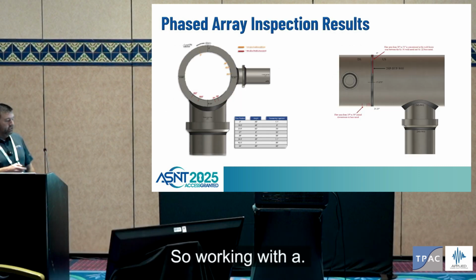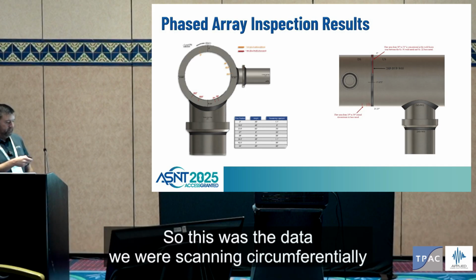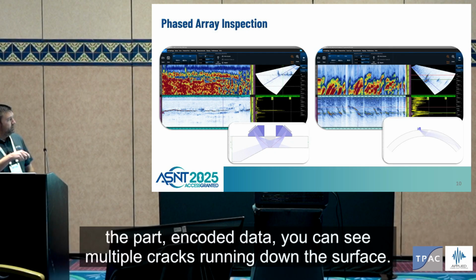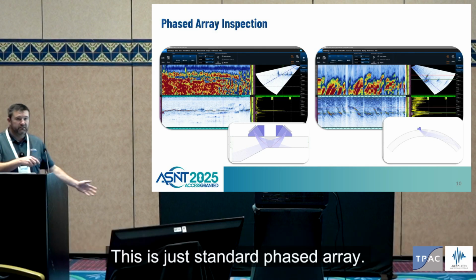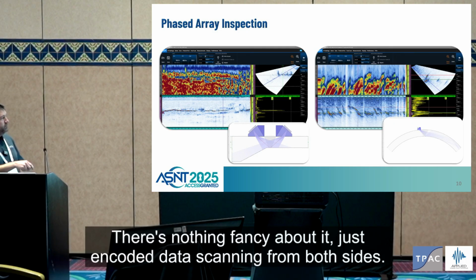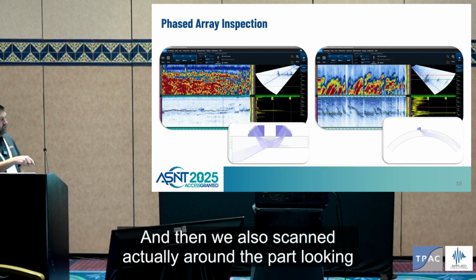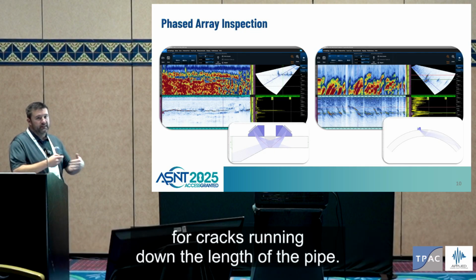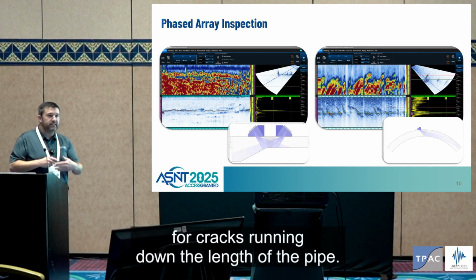So this was the data. We were scanning circumferentially, actually around the part. You can see here, looking actually around the part, this is encoded data. You can see multiple cracks running down the surface. This is just standard phased array. There's nothing fancy about it, just encoded data. Scanning from both sides. And then we also scanned around the part, looking for cracks running down the length of the pipe.